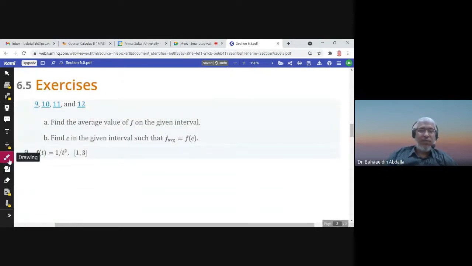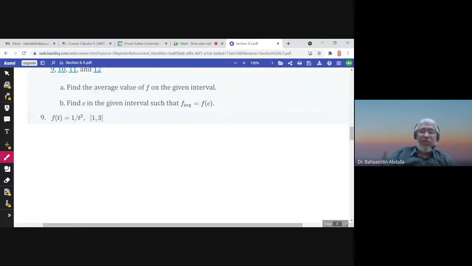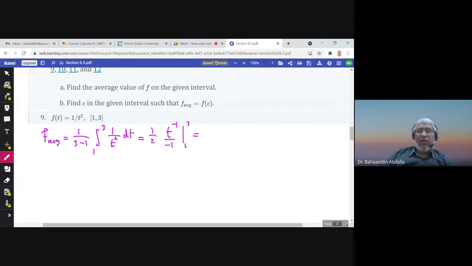Some exercises. So these are the only 2 theorems, 2 ideas in this section. Find the average value of f on the given interval. So f average equals 1 over b minus a, integral from a to b of f of t dt. And we need to solve to find this integral. We write it t to the power -2, and the integral would be t to the power -1 over -1 from 1 to 3.